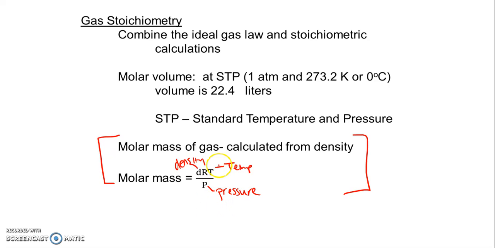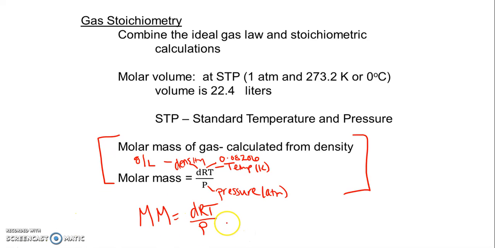The little d is density, T is temperature, and P is pressure. It's derived from the ideal gas law, so this R is that same 0.08206. Because it's derived from the ideal gas law, the units are important. Temperature must be in Kelvin, pressure must be in atmospheres, and density is going to be in grams per liter. That's because we're using that universal gas constant that has liters in it.